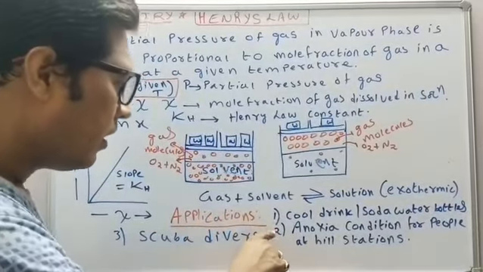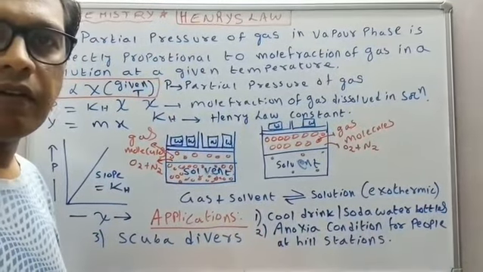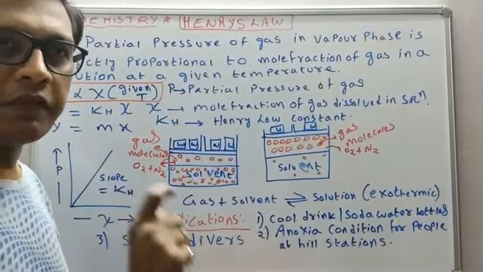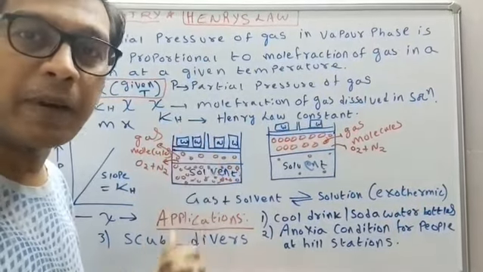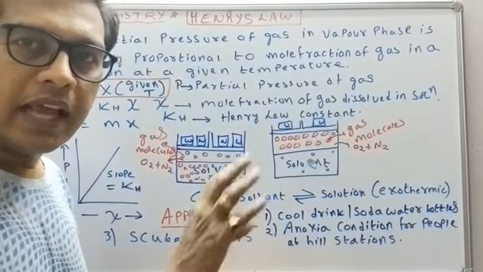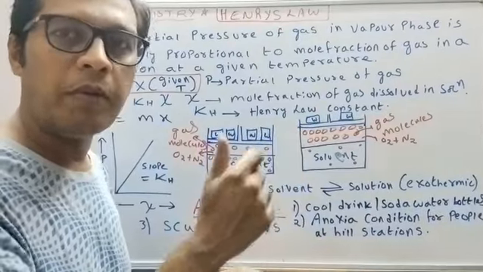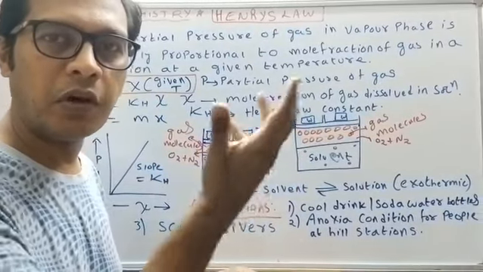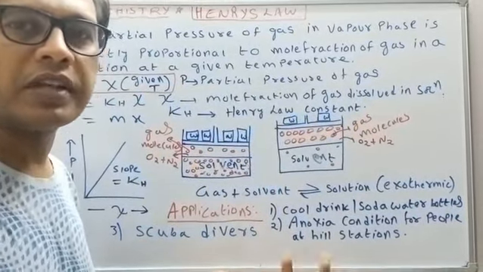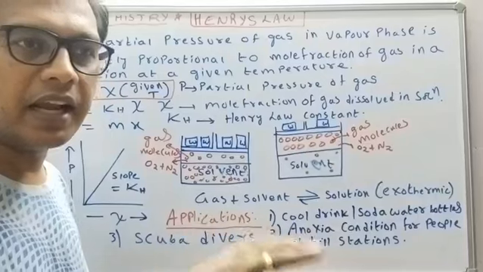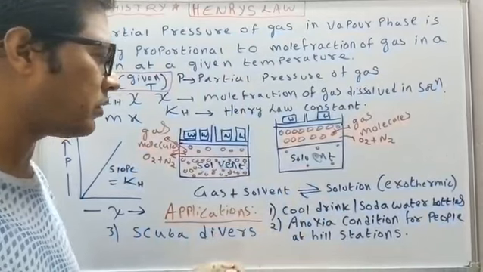Number 1, cool drink and soda water bottles: Henry's law application is there. Sir, how? Suppose we take a cool drink, and the mouth of the bottle is closed. Then the partial pressure will be more, so the solubility of the CO2 gas also will be more. If we open the mouth of the bottle, a hissing sound will come. Why? The pressure became less, and the dissolved CO2 is coming out with a hissing sound. This clearly indicates that when pressure is less, solubility is less, and when pressure is more, solubility is more.